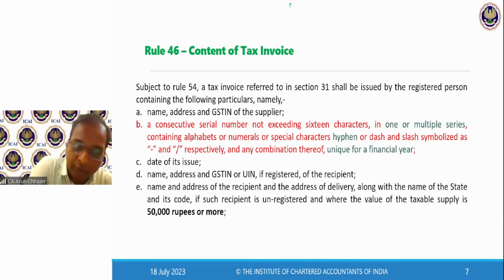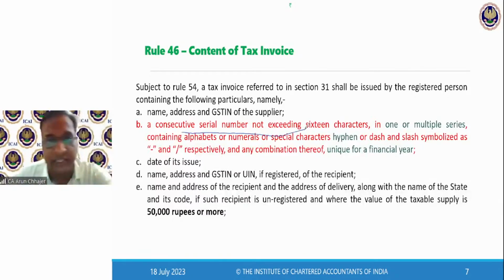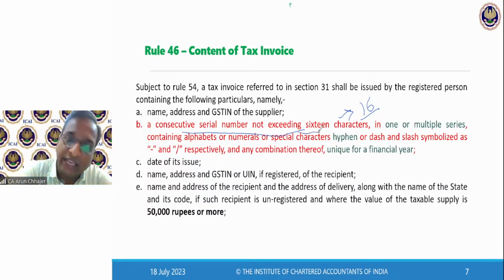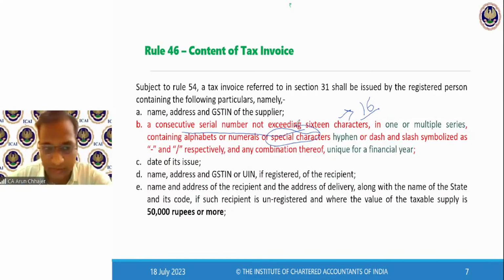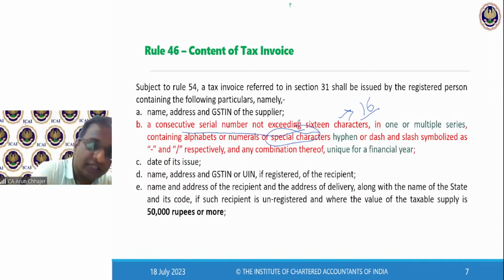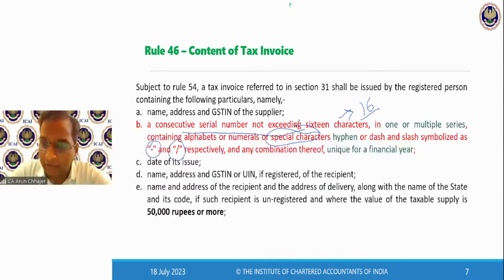Then it is talking about a consecutive serial number not exceeding 16 characters. So what is the maximum number of characters in an invoice number? 16. In this 16 they are saying you cannot use any special character. Only 2 special characters are allowed, dash and slash. You can have multiple series if you want.